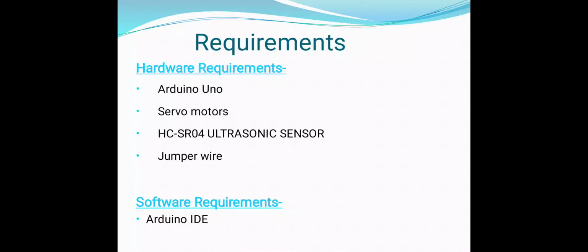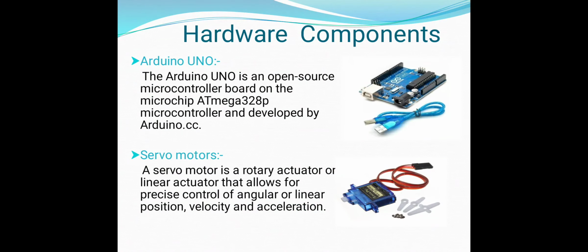Requirement. Hardware requirements: Arduino Uno, servo motor, ultrasonic sensor, jumper wire. Software requirement: Arduino IDE. Hardware components. First is the Arduino Uno. The Arduino Uno is an open source microcontroller board based on the Microchip ATmega328P microcontroller and developed by Arduino.cc. The board is equipped with sets of digital and analog input-output pins that may be interfaced to various expansion boards and other circuits.